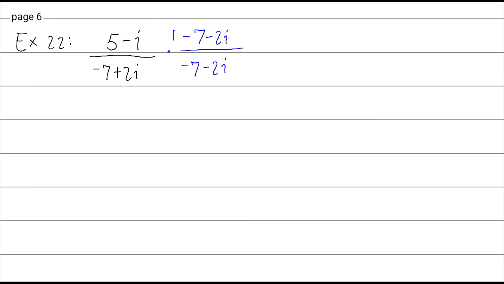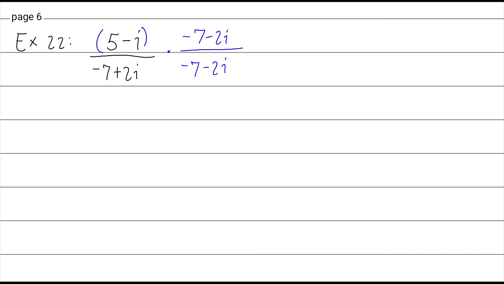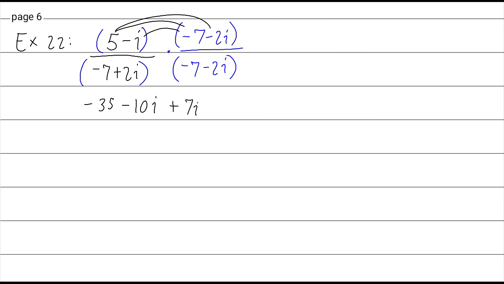Again, this is just a fancy version of saying this thing times 1, right? That's all it is, because anything over itself equals 1. So I can multiply it times 1, get the same value, although it looks different. I'll put some parentheses. Sometimes it helps people see better what's going on. All right, so 5 times negative 7 is going to be a negative 35. 5 times negative 2i is a negative 10i. Negative I times negative 7 is a positive 7i. Negative I times negative 2i is a positive 2i squared.